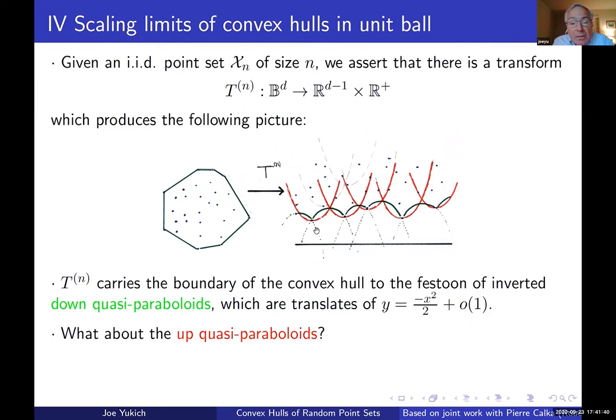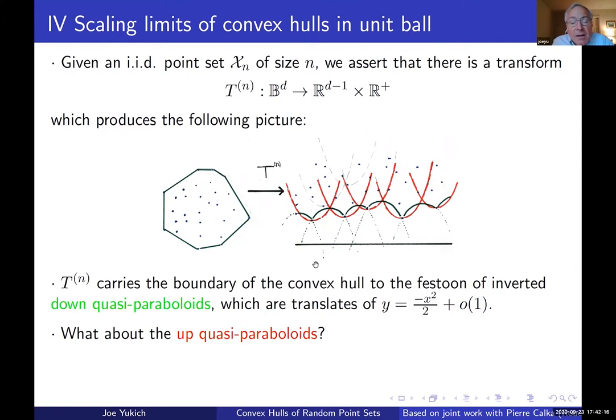These down paraboloids, or quasi-down paraboloids, are maximal in the sense that this paraboloid has the maximal possible height, so that its interior does not contain any other sample points. So the interior of this down paraboloid is empty, as is this one, as is this one. And that's how one obtains this festoon of inverted down quasi-paraboloids.